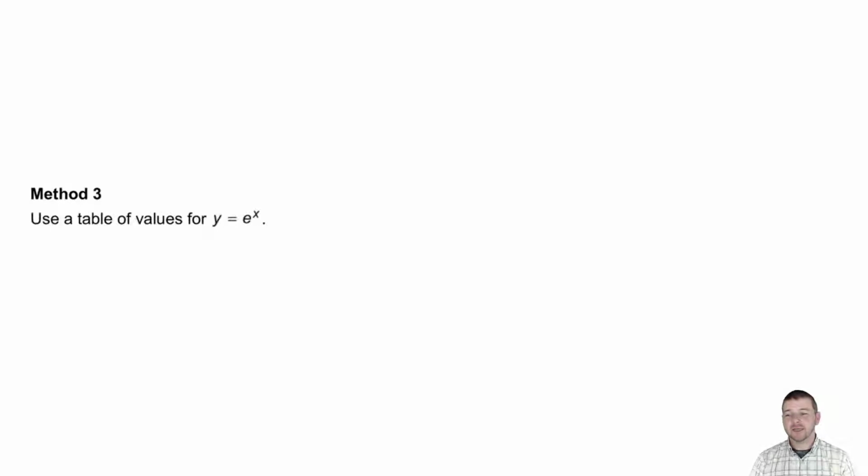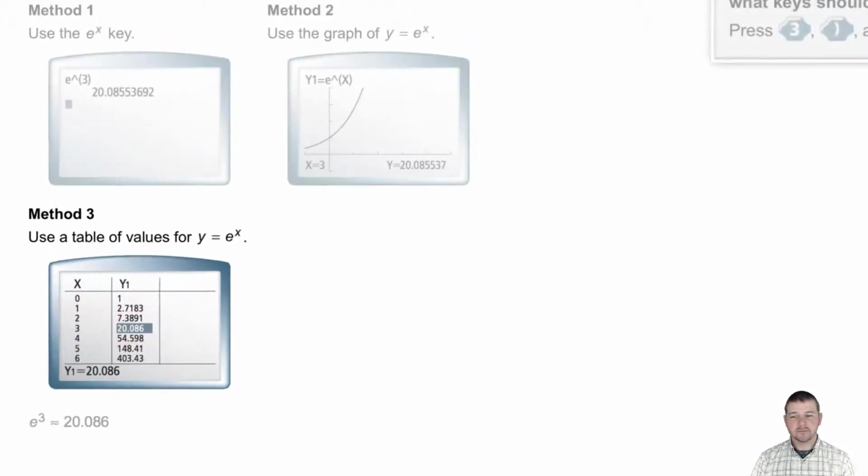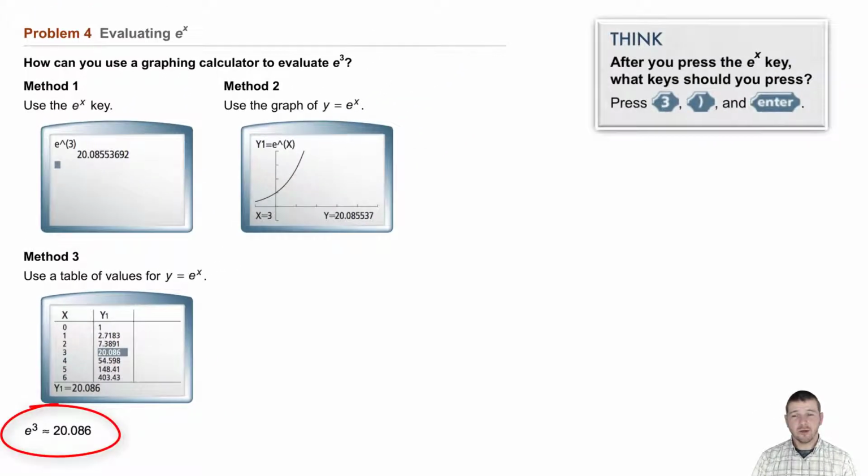Method 3. Use a table of values for y equals e to the x power. X values listed on the left, y values listed on the right, and we're particularly interested in the y value associated with an x value of 3, and in this case that's shown as 20.086. So we can state all three methods agree. E cubed is approximately 20.086.